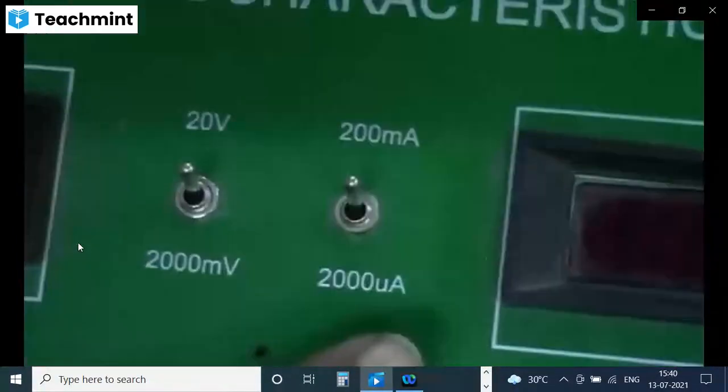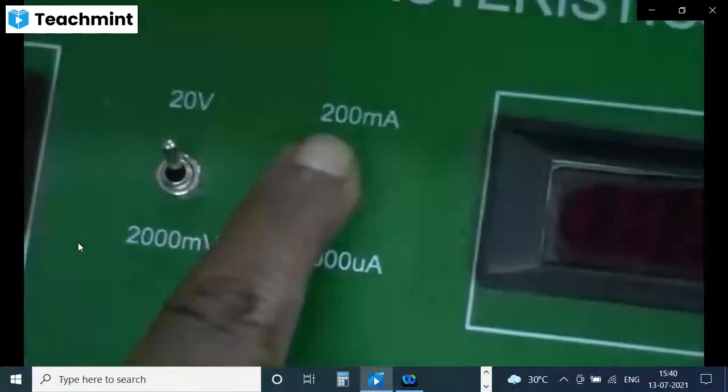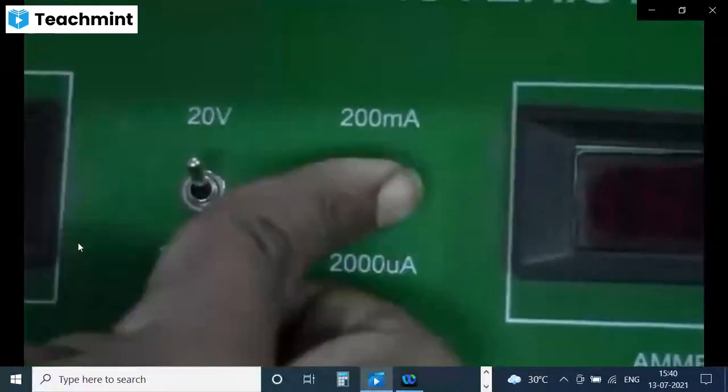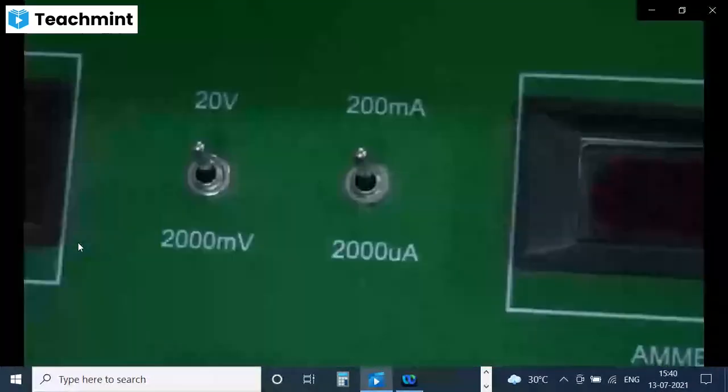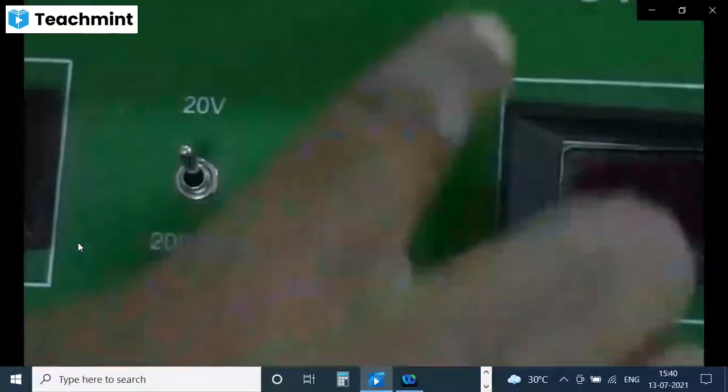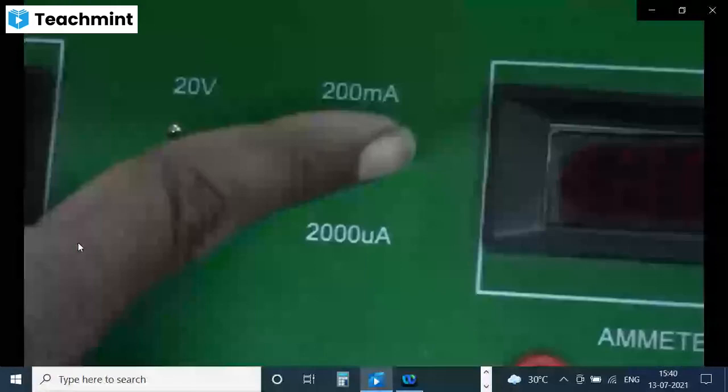If the current is very small, you can place it in microamperes. If the current is in milliamperes, you can place it in milliamperes mode. In this experiment, we will get the voltage in volts and the current in milliamperes. That's why I kept the voltmeter in volts mode and the ammeter in milliamperes mode.